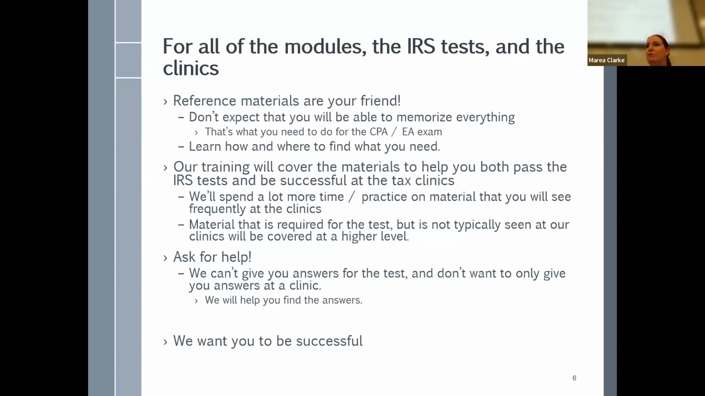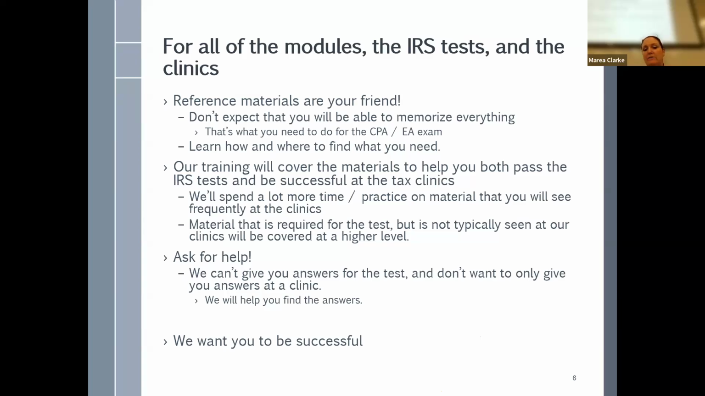So although Social Security income and retirement income is a big part of the test, not a big part, but a key part of the test, we will talk about it a little bit, but know that we're not going to see a large number of those types of income documents coming through our clinics. So we'll talk about them, we'll do a little bit of practice, but we're going to spend a lot of practice on things that are much more common, like scholarships and wages and education credits and things like that.